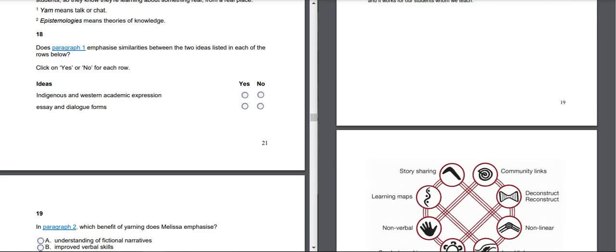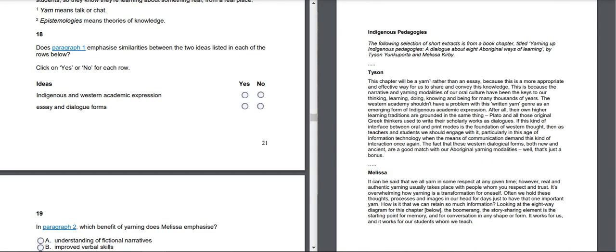There it is. This chapter will be a yarn rather than an essay because this is a more appropriate and effective way for us to share and convey this knowledge. This is because the narrative and yarning modalities of our oral culture have been the keys to our thinking, learning, doing, knowing and being for many thousands of years. This Western Academy shouldn't have a problem with this written yarn genre as an emerging form of Indigenous academic expression. After all, their own higher learning traditions are grounded in the same thing.